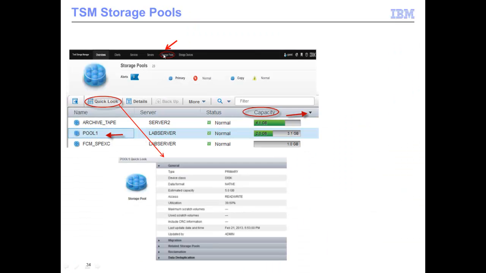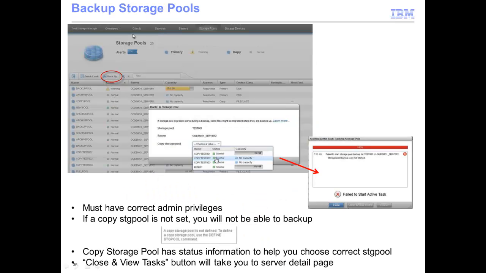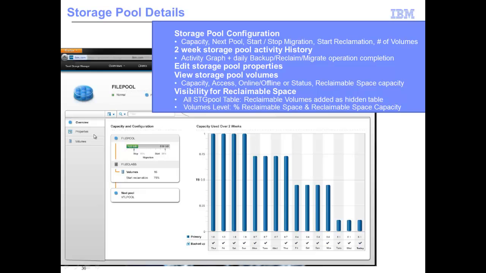Okay, let's move on to the storage pool section. If you click on the storage pool section, you will see the current storage pools that are out there. You'll see which server they belong to, what their capacity is. You can click on Quick Looks, that'll give you the quick look, or you can drill down and do a backup storage pool if you so choose. You can go in and look at the storage pool details.